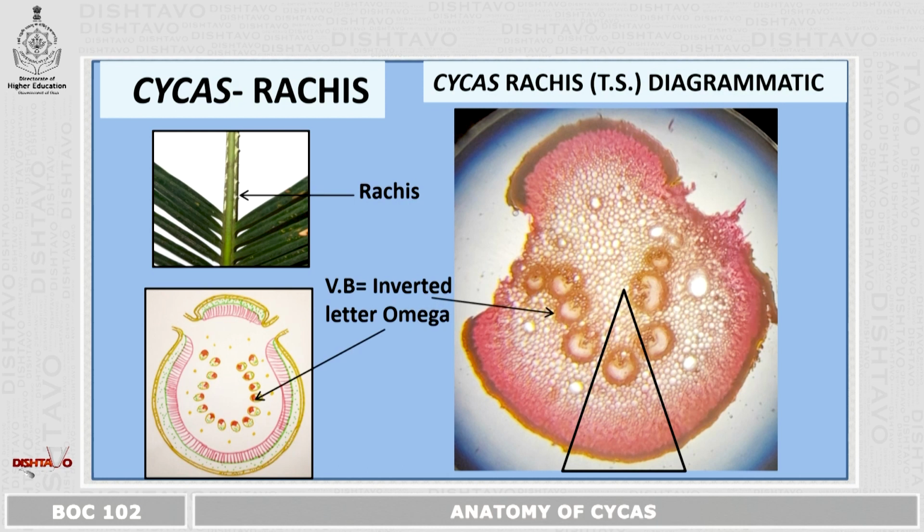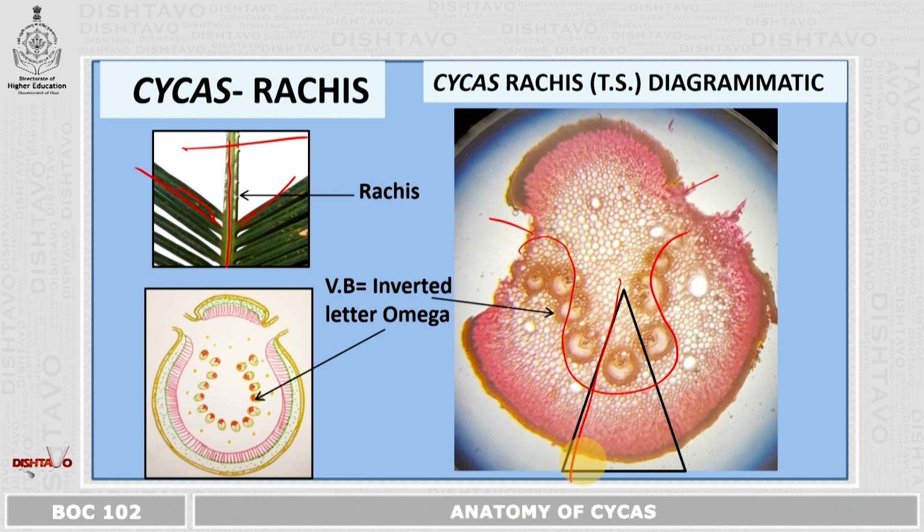Coming to the rachis of Cycas. Rachis is the central stout portion around which the leaflets are seen arising in alternate or opposite manner. When we take the transverse section of this portion, the rachis, it appears biconvex in outline. On the anterior side, we can see two gaps, which is due to the development of leaflets arising on either side on the rachis. The vascular bundles are arranged in the form of inverted letter omega.